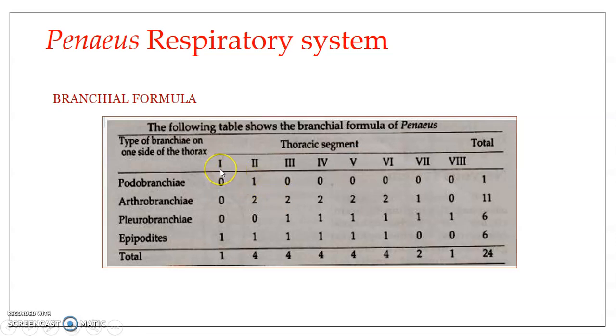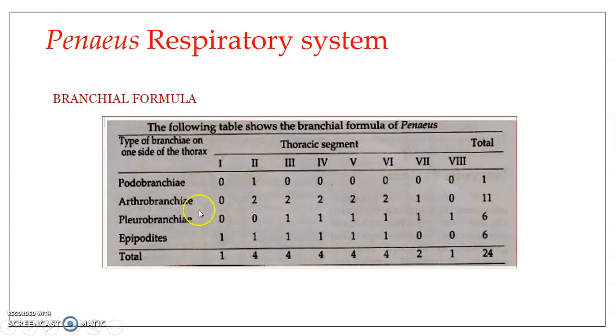As already mentioned, there is only a single pair of podobranch, and it is found attached to the second maxilliped. These are the thoracic segments. We have 8 pairs of thoracic segments: the first maxilliped, the second maxilliped, and the third maxilliped, and then the next 5 are the walking legs, 1, 2, 3, 4, 5. These are the walking legs, right? So the second maxilliped bears a gill attached to its coxa. That is the only podobranch in the case of Penaeus indicus.